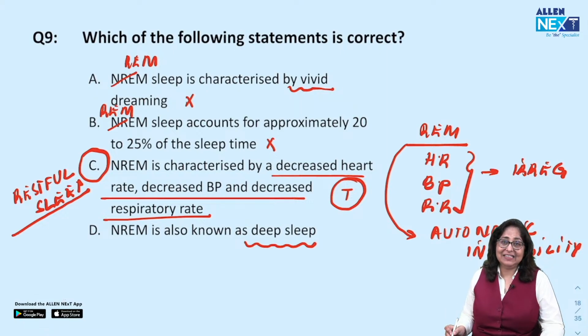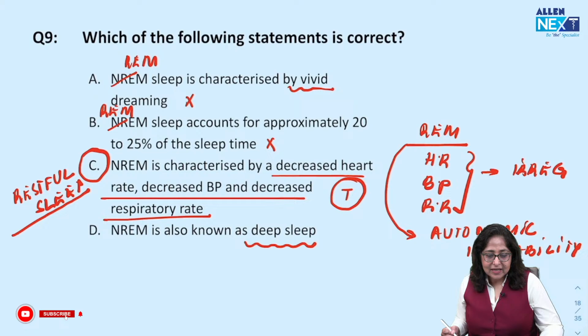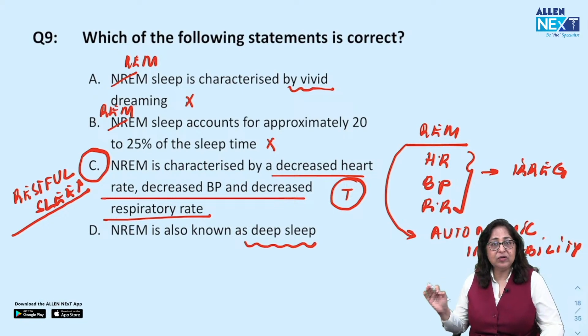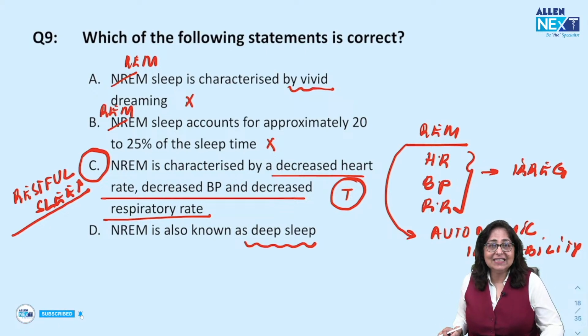Which are known as deep sleep. So a slightly better answer will become C, right? Yes, Anil says REM sleep, 20 to 25% of sleep time, vivid dreaming. In REM sleep, heart rate, blood pressure, and respiratory rate become irregular. This is a period of autonomic instability.